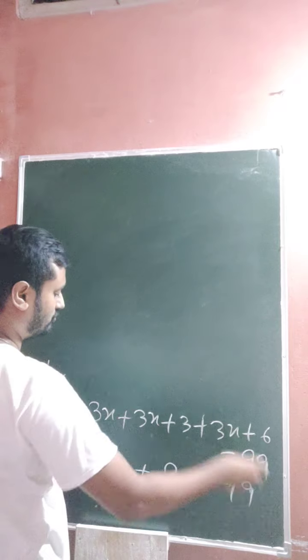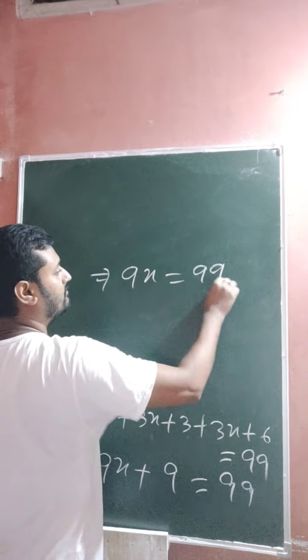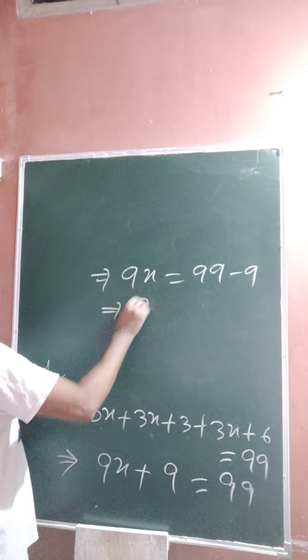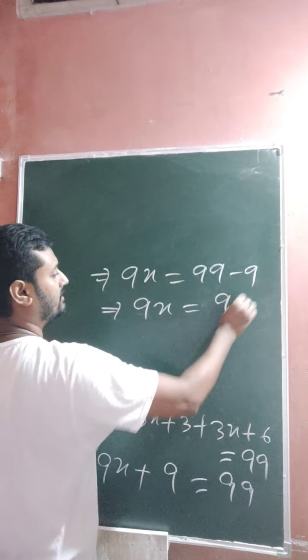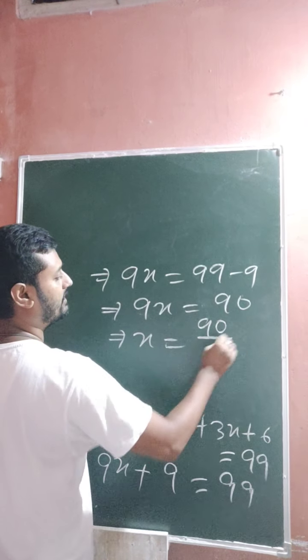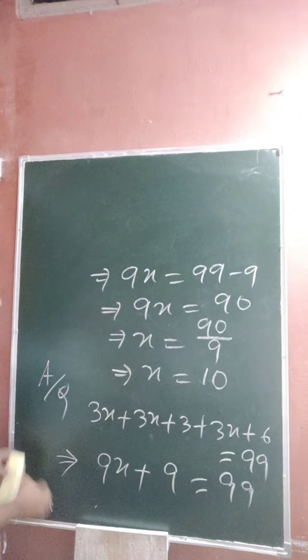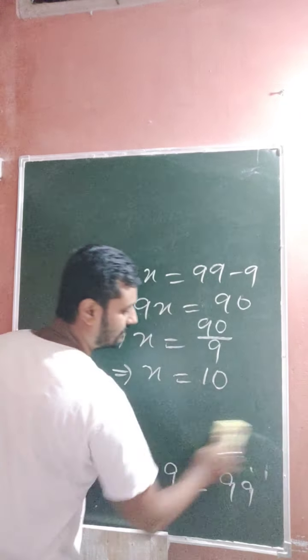So now 9 goes to the right side. It becomes 99 minus 9. So 9x is equal to 90. That means x is equal to 90 divided by 9. That means x is equal to 10. The value of x is 10.